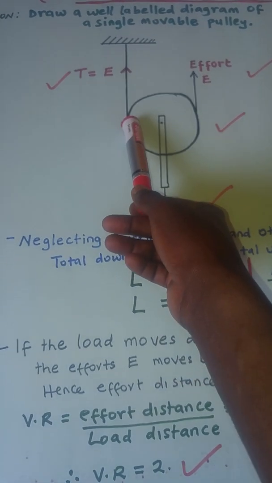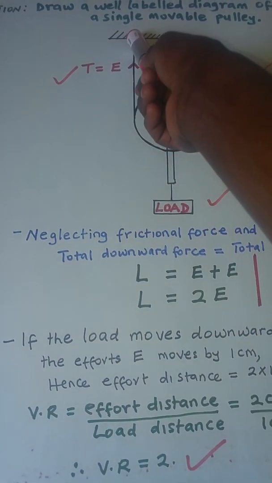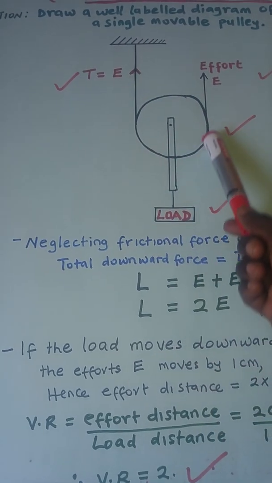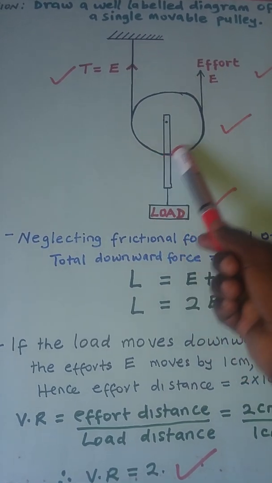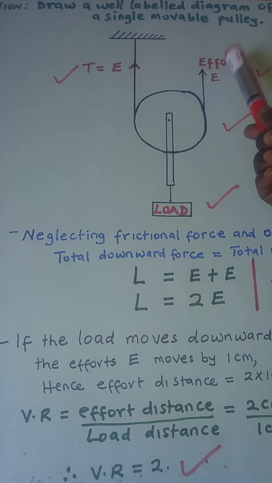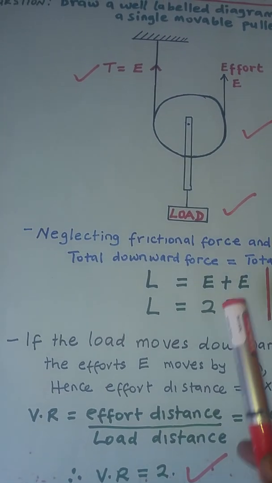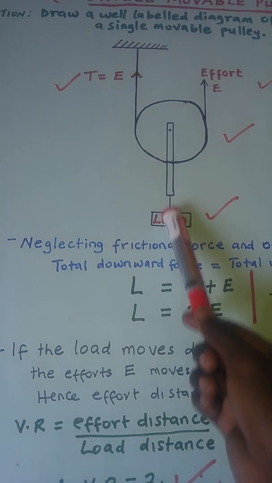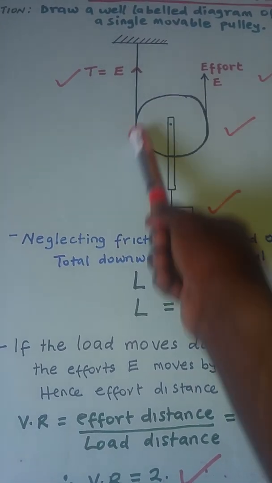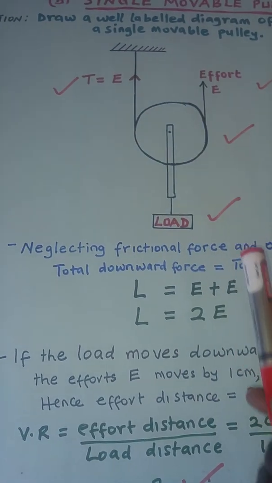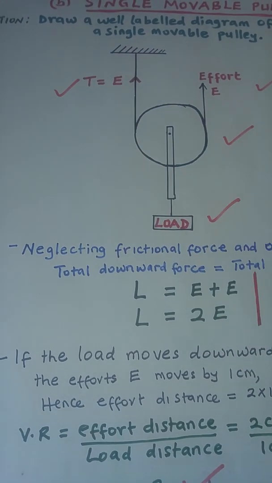Then one side of the string is fixed, and one side is not fixed. The side which is not fixed is where you apply the effort. And when you apply the effort upwards, what happens? The load and the pulley, the whole of this system, will be moving upwards. You see? So it is a single pulley, but it can move.